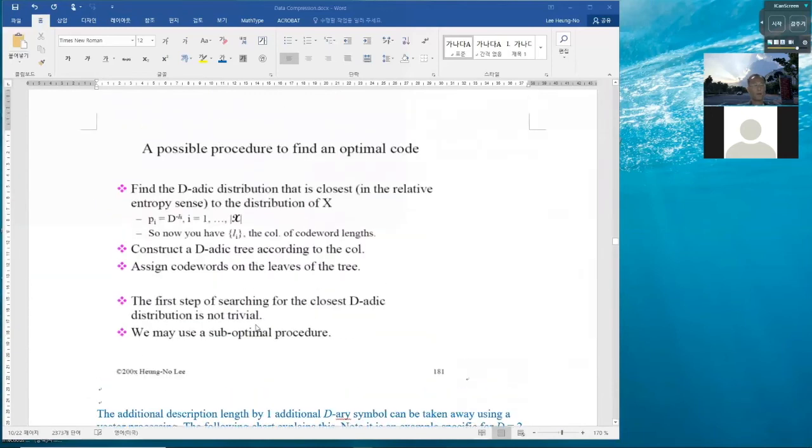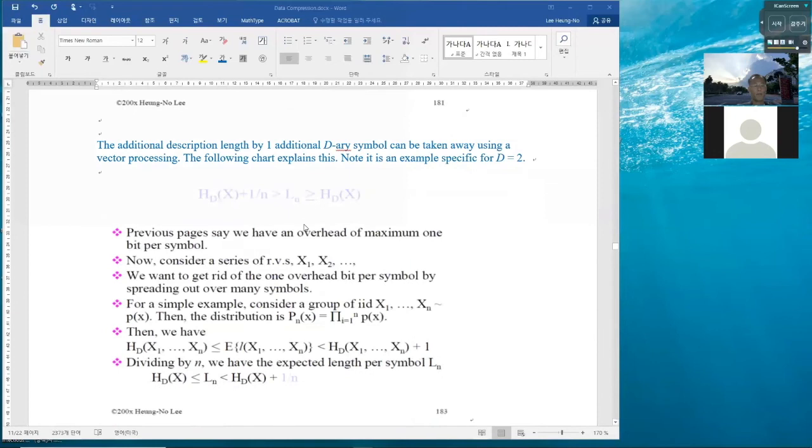So here a possible procedure to find an optimal code is described, which summarizes what we have discussed so far. And the following chart talks about how to get rid of one additional D-ary symbol, or 1 bit if D is equal to 2, taken away using vector processing. So the additional description length by 1 additional symbol can be taken away using vector processing.